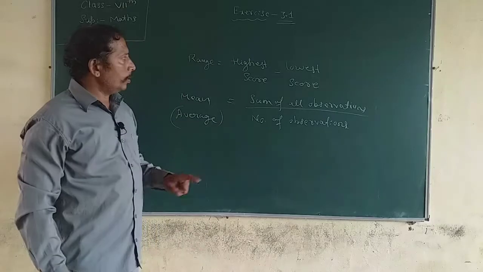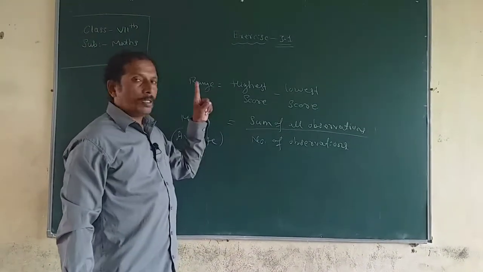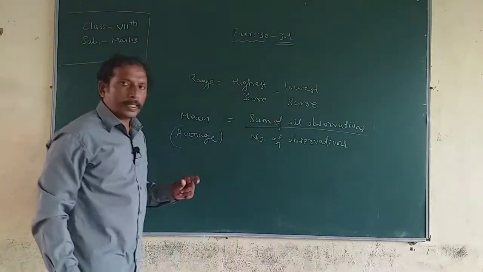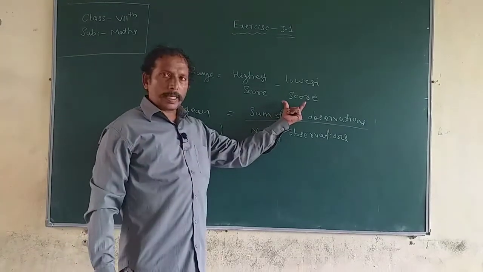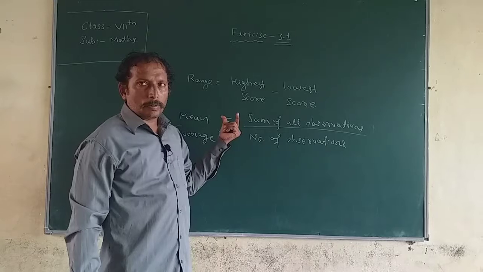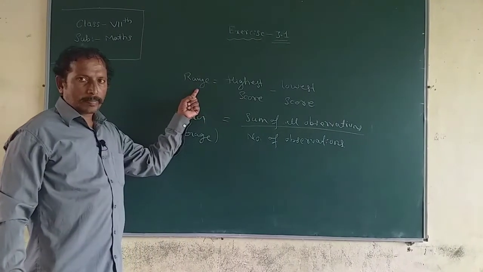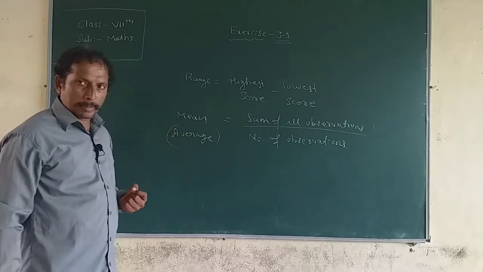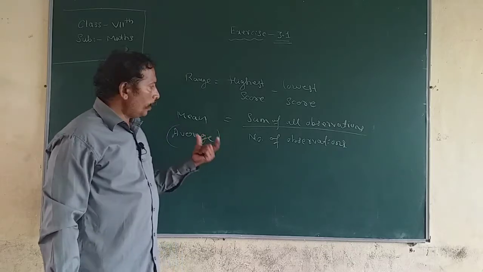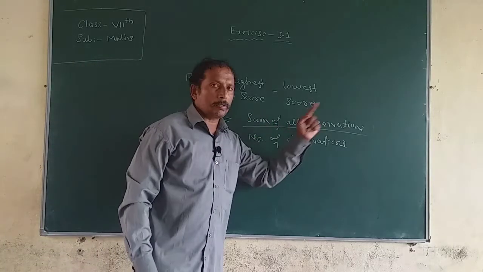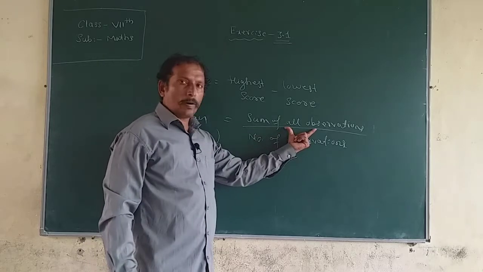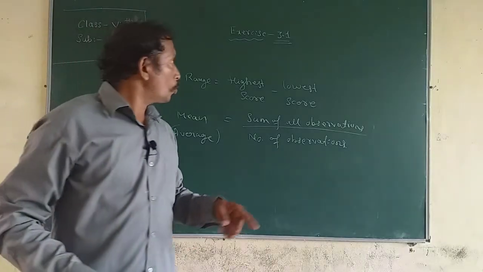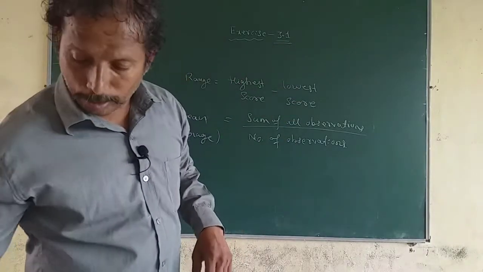In the given observation, first identify which is the highest score and then identify the lowest score and take the difference between them. By subtracting the lowest score from the highest score, it gives the range. So this is how to find the range. And to find the mean, means average, we take the sum of all the observations and divide the sum by the number of observations. Students, come to solve exercise number 3.1.